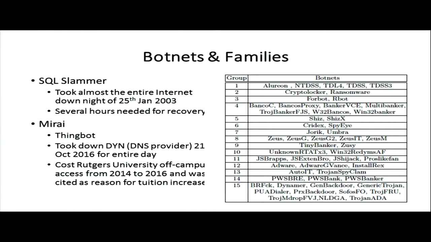Just to give you a sense, these are some famous botnet families, and they'll have multiple names. So you'll see something like BRFCK is the same as Dynamer, is the same as Gen Backdoor. So even figuring out what is a botnet, isolating that particular strain, is kind of complicated.